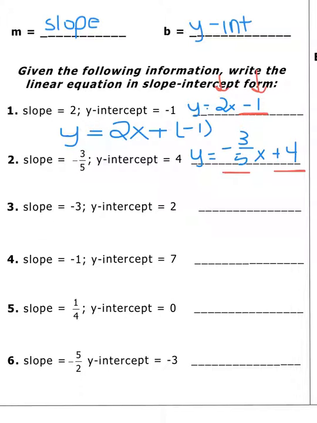Alright, let's look down at number 3. This one, we also have slope is -3 and our y-intercept is 2. So we just write y equals -3x plus 2. And let's look down at number 4. Slope equals -1, y-intercept equals 7. So y equals -1x plus 7. You could write that as y equals -x plus 7, but it's not wrong if you write -1x.